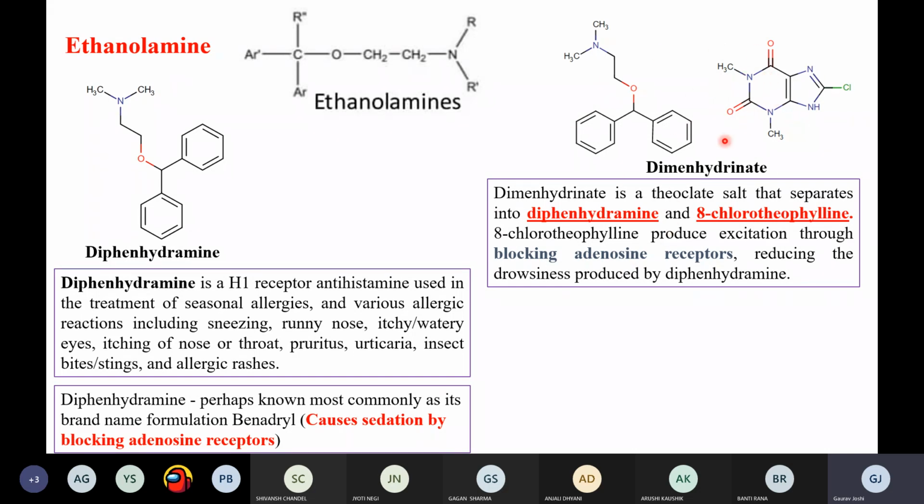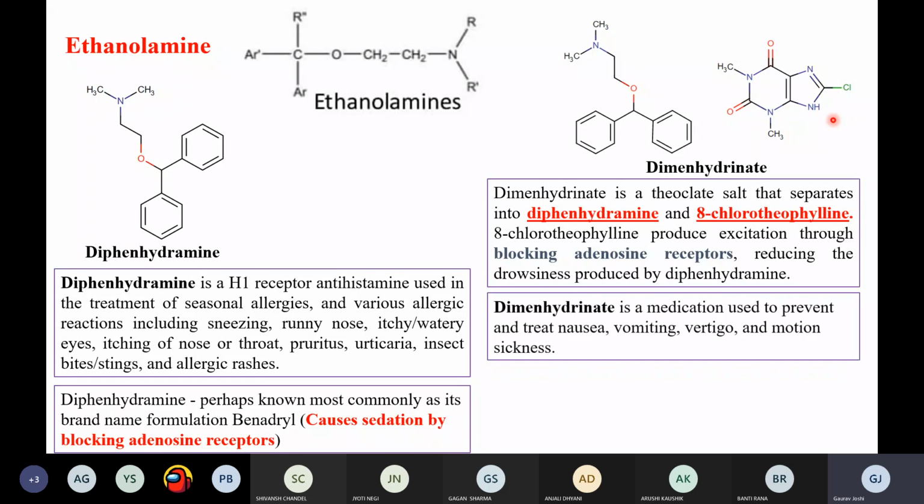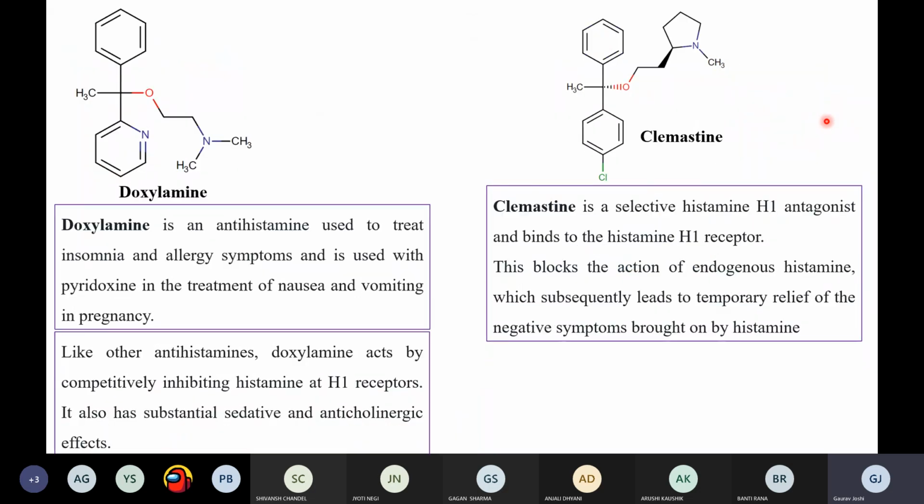Actually, this theophylline does not block that. I've written "block," but actually it blocks. Yes, it is blocked, right? So this is the common thing, how they have improved the activity, right?